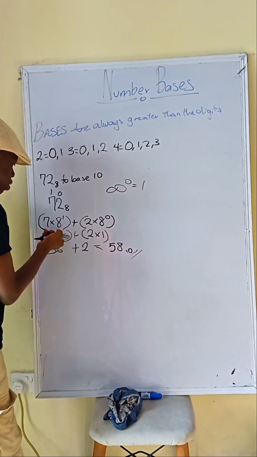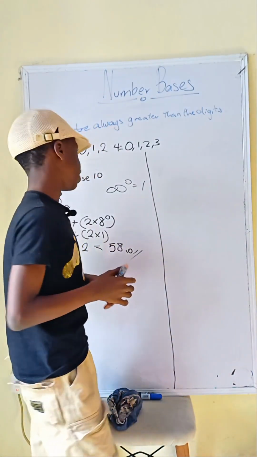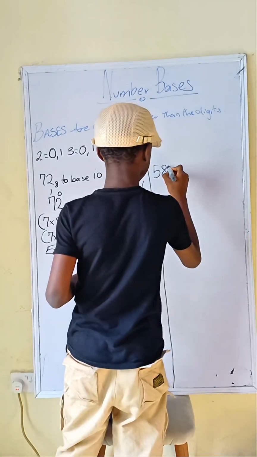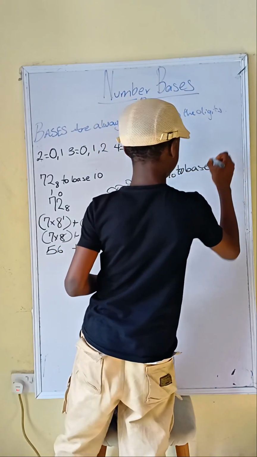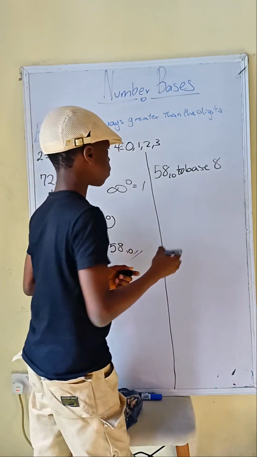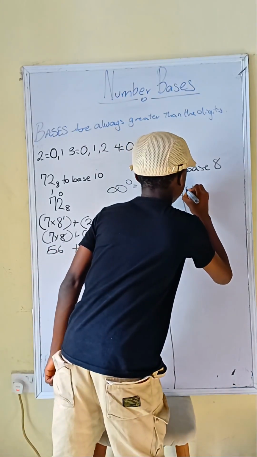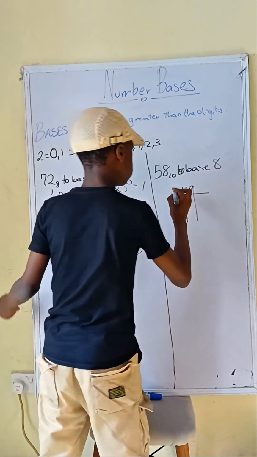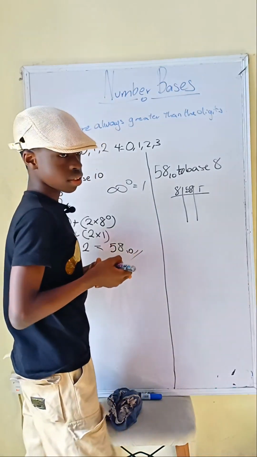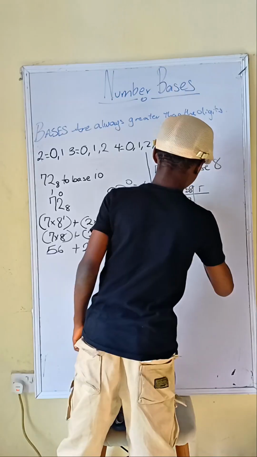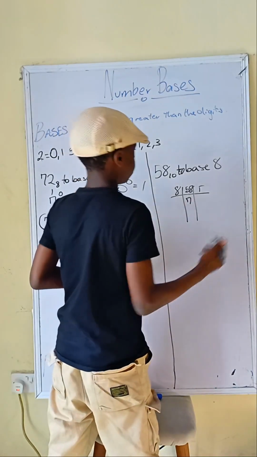That is how to turn any other base to base 10. Remember, this number is always the base. Now, let's try to turn it back to base 8. So, 58 base 10 to base 8. So we draw a table. 58. What are we changing it back to? 8. And the remainder. 58 divided by 8, that's 7. 8 times 7 is 56. 58 minus 56 is 2.